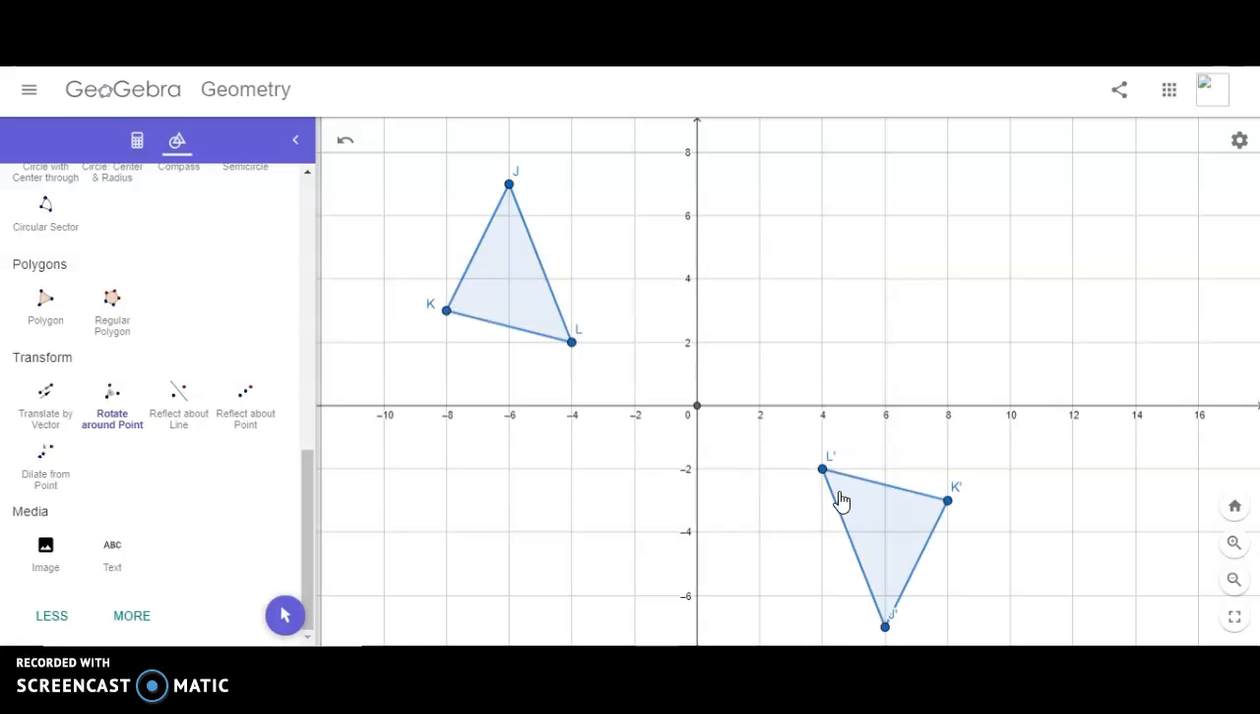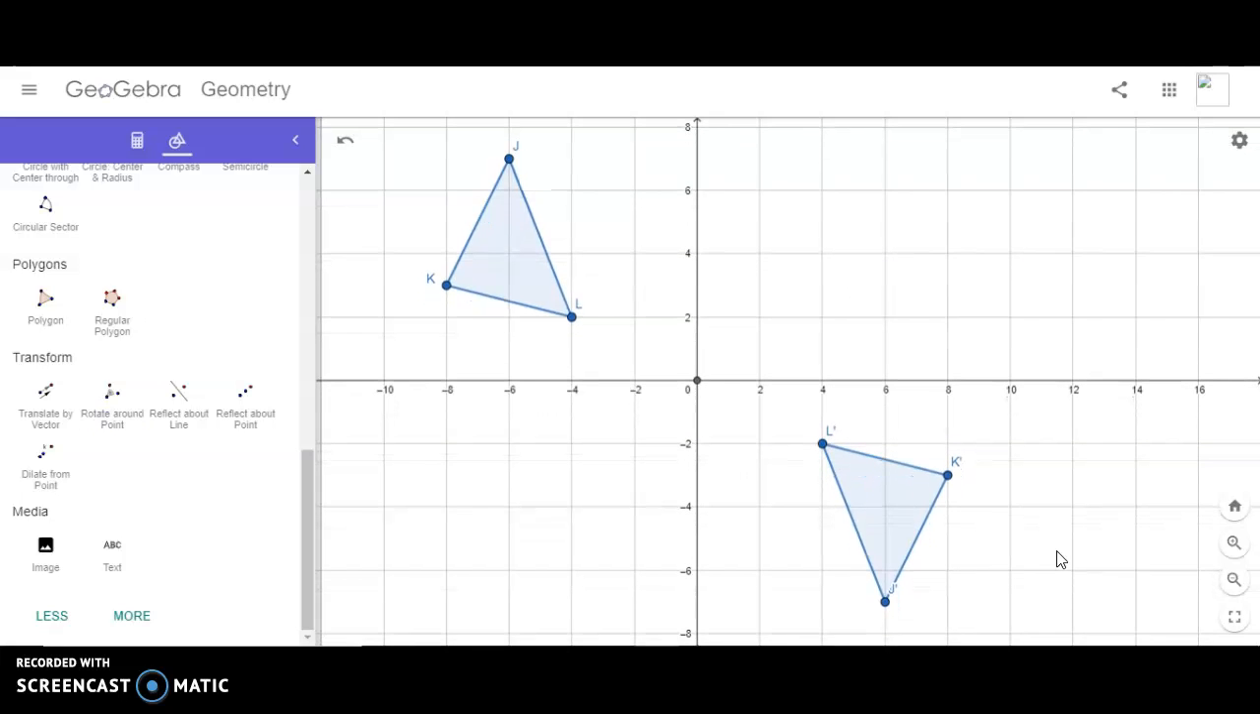This is just to show you what it looks like when I do that transformation. Then I'm going to perform another transformation, but on the image. I'm going to perform a transformation on triangle J prime, K prime, L prime.